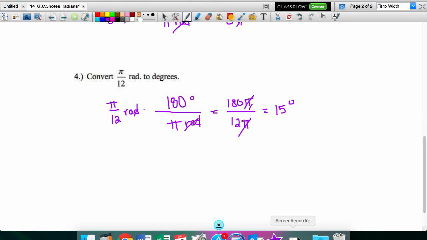So please note, anytime you want to convert from radians to degrees or degrees to radians, all you need to do is multiply by the appropriate conversion ratio and simplify your answer to convert.